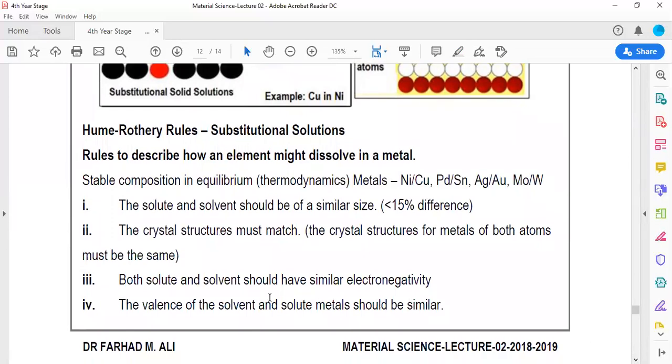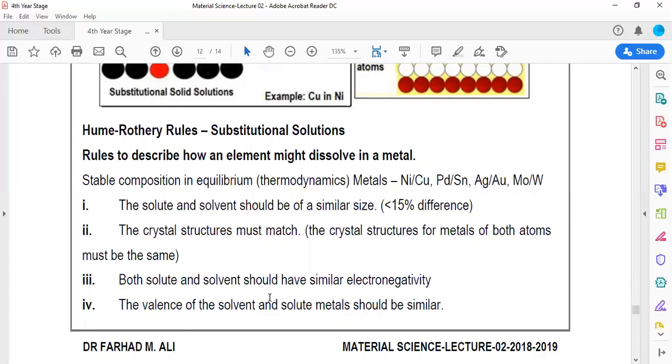We have some rules called the Hume-Rothery rules for substitutional solutions, rules to describe how an element might dissolve in a metal. We're talking about stable composition in equilibrium thermodynamically. Metals such as nickel and copper are good examples, also Cd and Sn, Ag and Au, Mo and W. Of course, you need to know what these symbols mean: W is tungsten, Mo is molybdenum, Au is gold, Ag is silver.